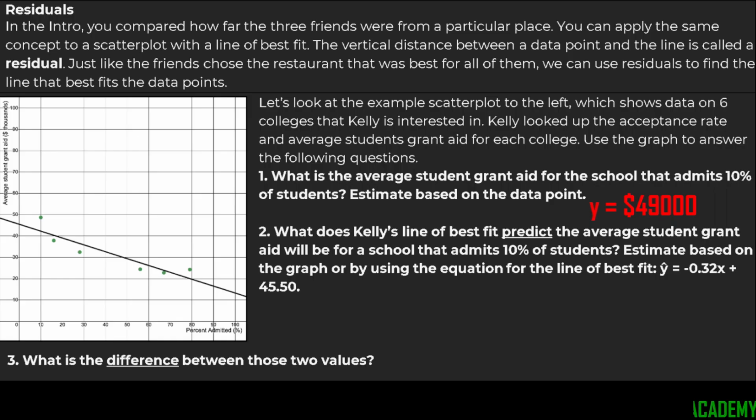Then for number 2, it says, what does Kelly's line of best fit predict the average student grant aid will be for a school that admits 10% of students? Estimate based on the graph or by using the equation for the line of best fit. So you can approximate. That line of best fit helps you predict answers. It's using the data that you have so far, and making a projection of how much student aid. As you go to the right, it goes down, so this is going to be a negative slope.